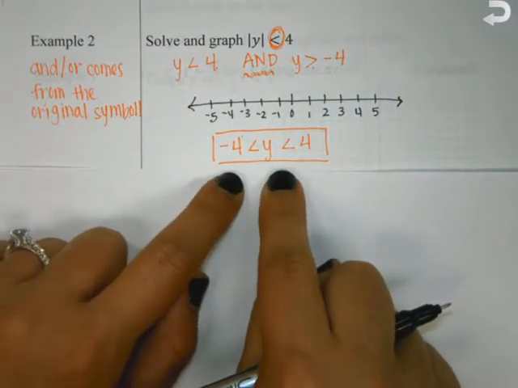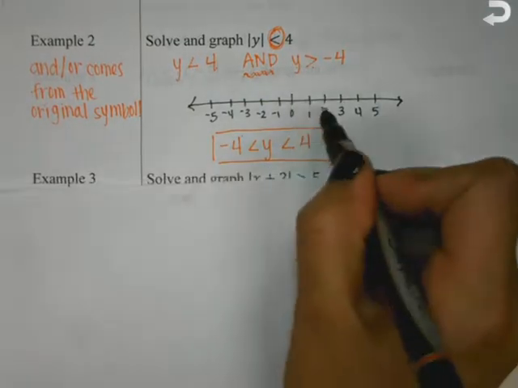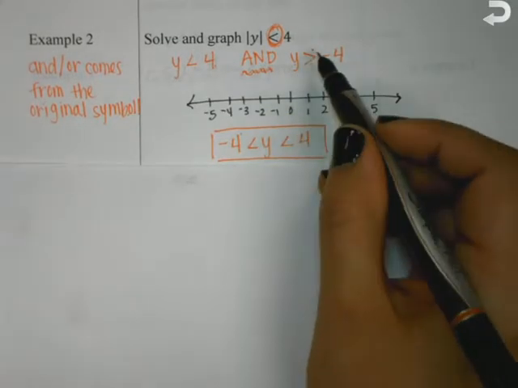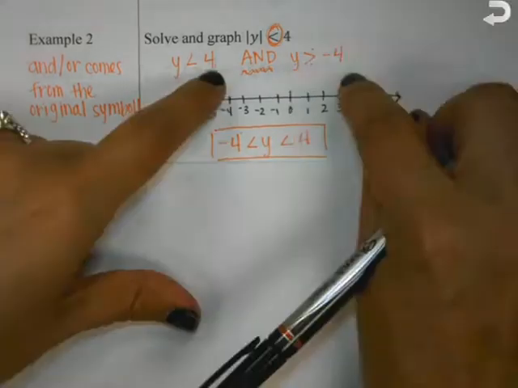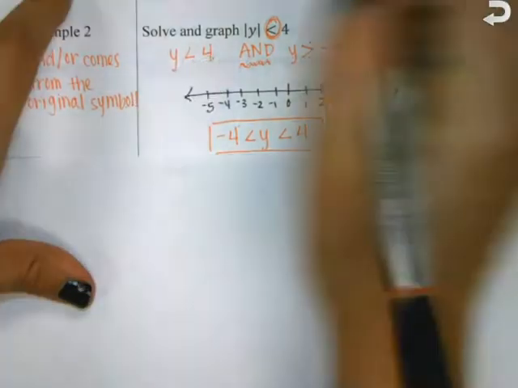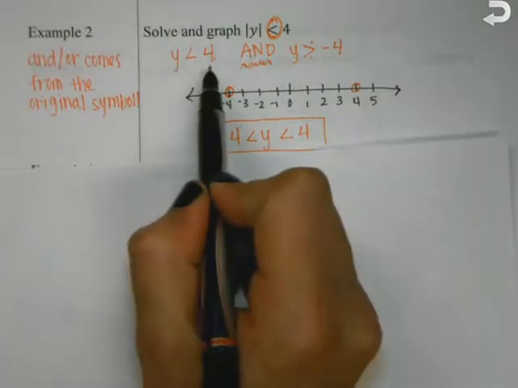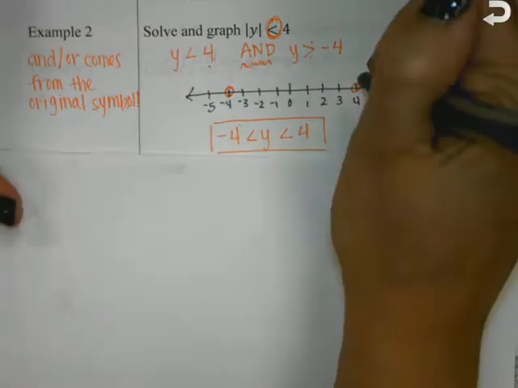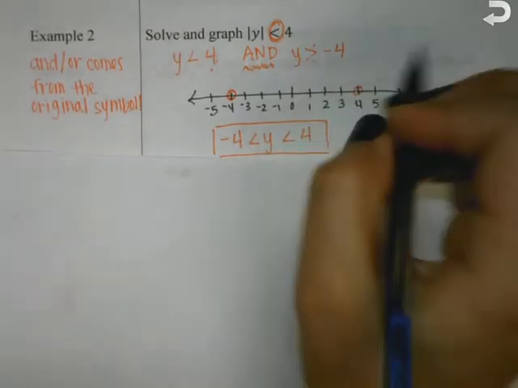Because we have less than and greater than here, there's no equal to. Our point is going to be an open circle. So at 4 and -4, we're going to put two open circles. So let's work with this one here. y is less than 4. So that means that y is going to start at +4, and everything less than that is part of the answer. So it's actually going to be everything to the left, and it's going to go on forever.